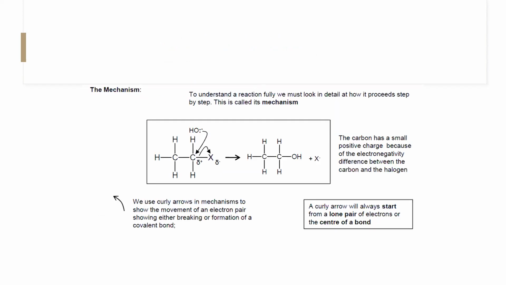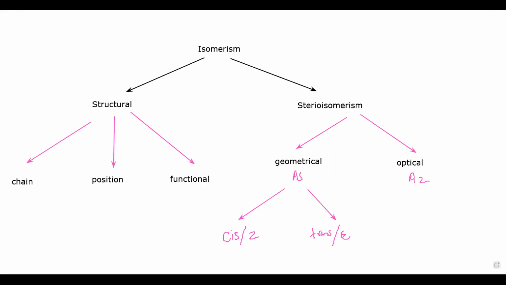So the first one: whenever alkanes react with halogens in the presence of ultraviolet light, UV, this reaction is known as free radical substitution reaction.